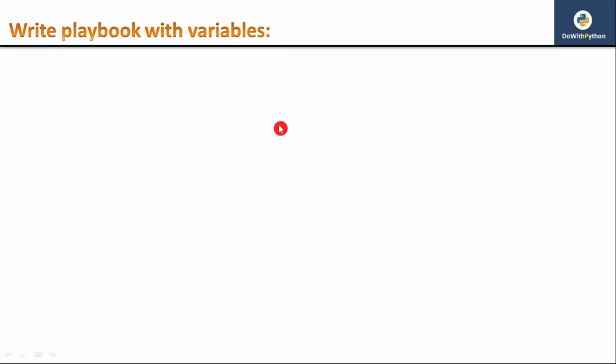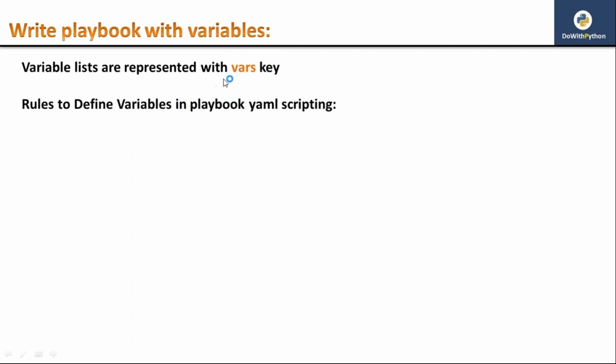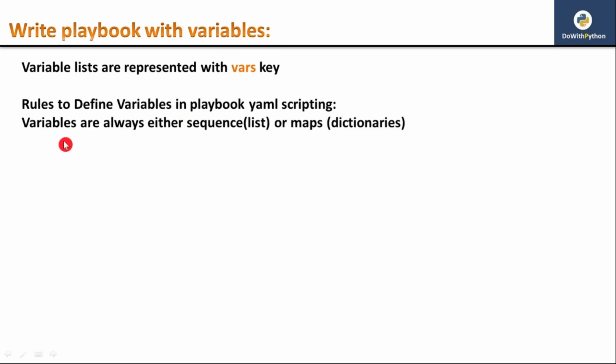Generally we know that variables are used to store some information. Now, in your playbook, variables or the variable list are represented with the vars key. So whenever you want to define some variables, you have to use the keyword vars. That's it. Then, while defining this vars, you should follow some rules. What are the rules? Variables are always either sequences or maps in your playbook. A sequence is nothing but a list in Python scripting, and maps are nothing but dictionaries in Python.